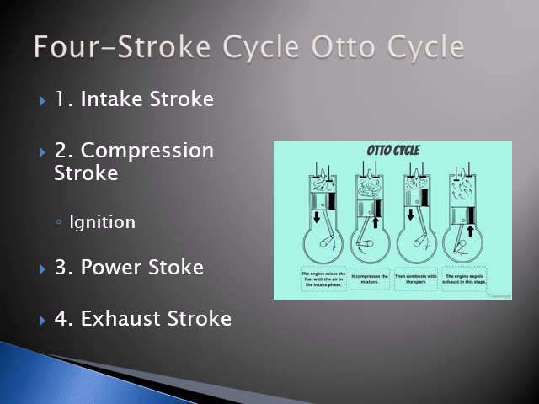Near the top of this stroke, the mixture is ignited by a spark plug. That brings us to the third stroke, the power stroke, where the rapid expansion of combustion gases forces the piston down, producing mechanical work. Finally, the fourth stroke is the exhaust stroke, where the piston moves up again and expels the spent gases through the open exhaust valve. These four strokes complete one full operating cycle over two revolutions of the crankshaft.